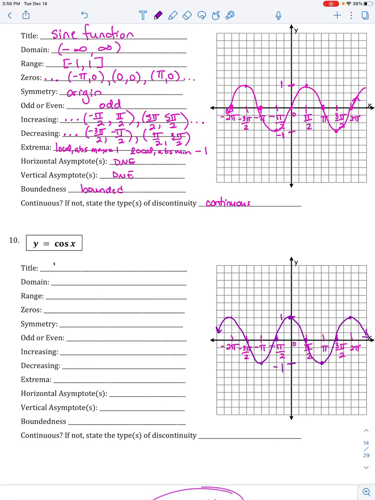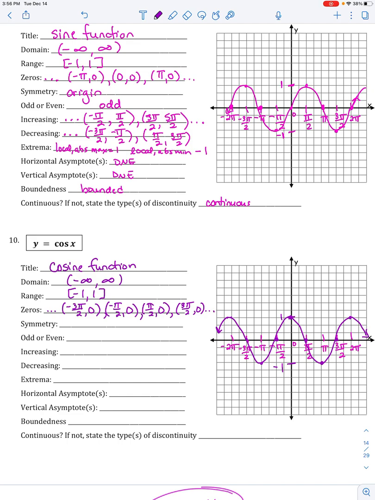So its title is the cosine function. Its domain is negative to positive infinity. Its range, just like sine, is negative 1 to 1. And it has infinite zeros, but this time they're at different points. So it hits the x-axis at negative 3 pi over 2, 0. It also hits the x-axis at negative pi over 2, 0, at positive pi over 2, 0, and at 3 pi over 2, 0, and it keeps doing that.